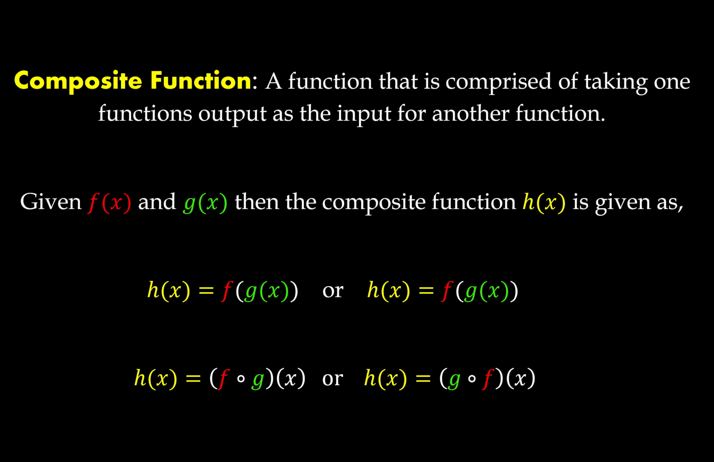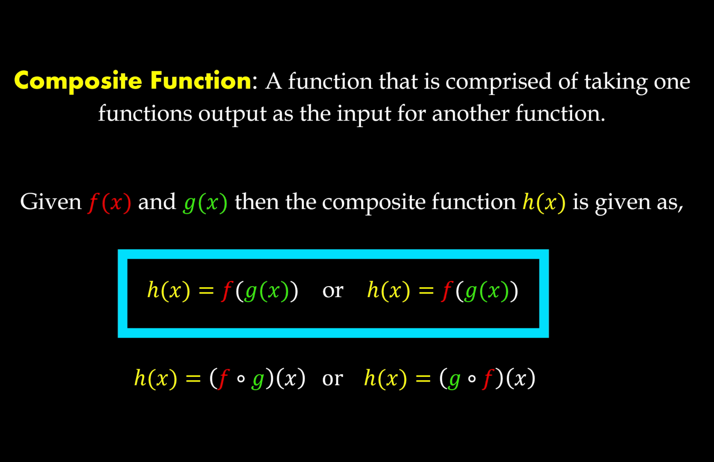There are 2 types of notation that you'll see for composite functions. A more straightforward sentence that reads create a new function h of x by putting g of x inside of f of x, or a more abstract notation that reads create a new function h of x that is f comprised of g, which has an input of x. I'm going to stick with the first notation because it makes a lot more sense to me.